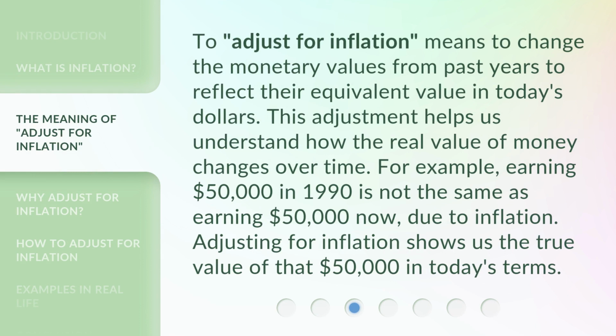To adjust for inflation means to change the monetary values from past years to reflect their equivalent value in today's dollars. This adjustment helps us understand how the real value of money changes over time. For example, earning $50,000 in 1990 is not the same as earning $50,000 now, due to inflation. Adjusting for inflation shows us the true value of that $50,000 in today's terms.